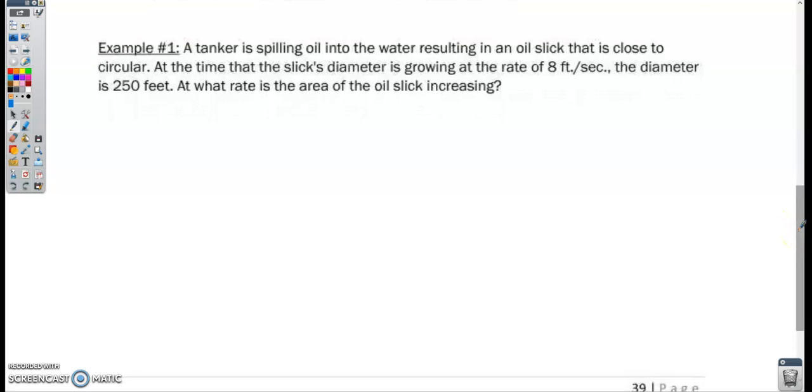Example 1: a tanker is spilling oil into the water, resulting in an oil slick that is close to circular. And so we're going to treat it like it is circular. At the time that the slick's diameter is growing at the rate of 8 feet per second, the diameter is 250 feet. At what rate is the area of the oil slick increasing?